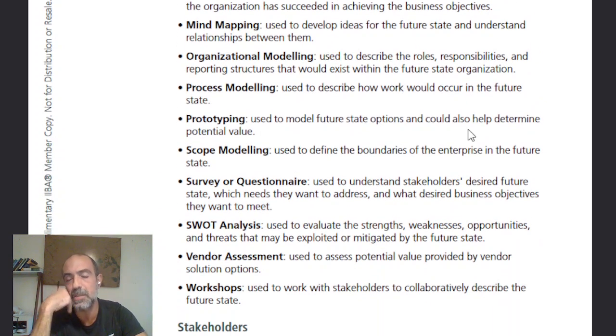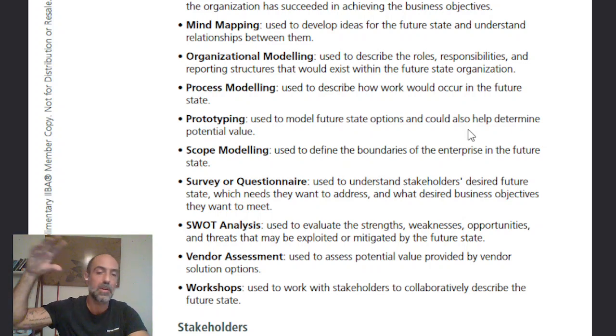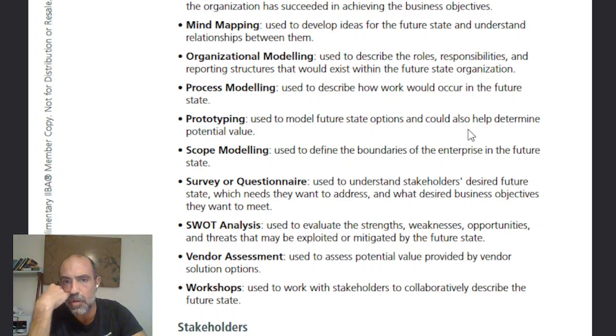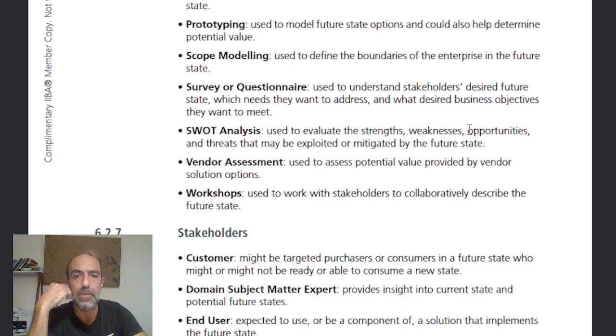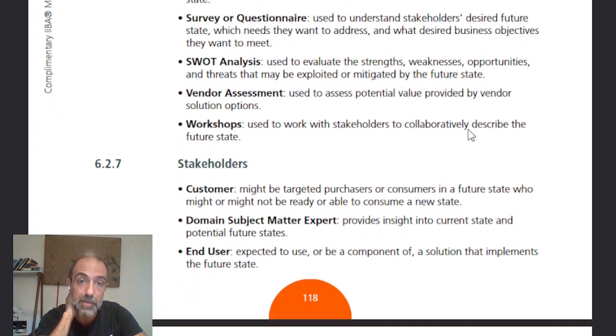No, process modeling is how the organization works. It's how the process works, starting from the product with research, I guess, and then moving into prototyping and all that. Organizational modeling is the people involved, responsibilities and structures, reporting structures. Prototyping, scope modeling, surveys or questionnaires, SWOT analysis, vendor assessment, and workshops.